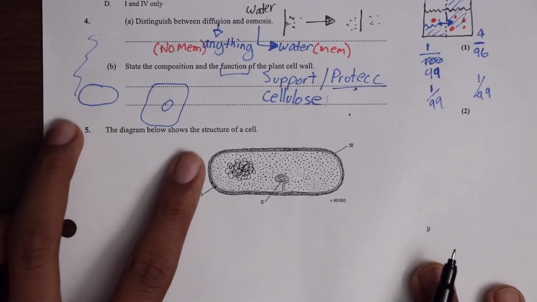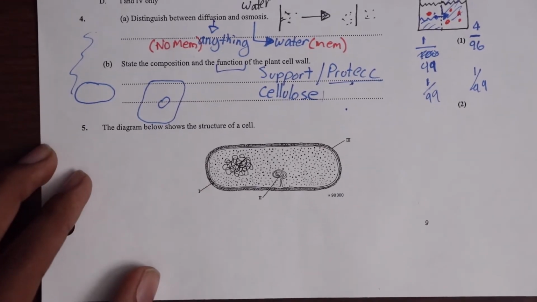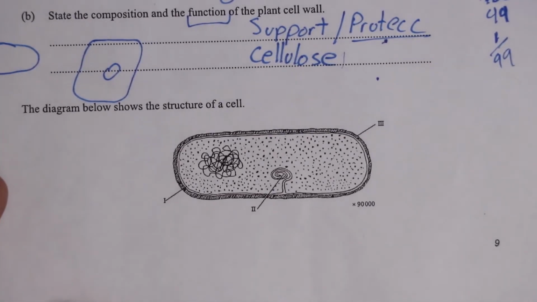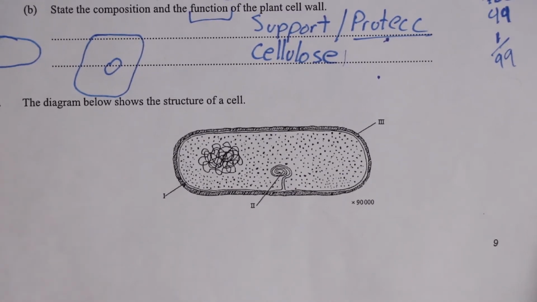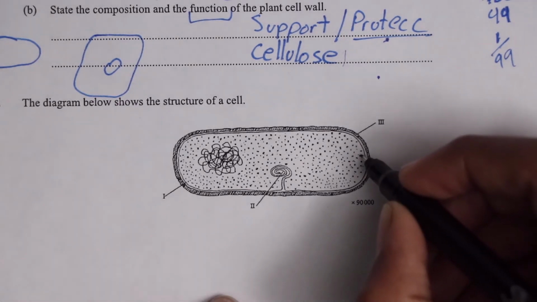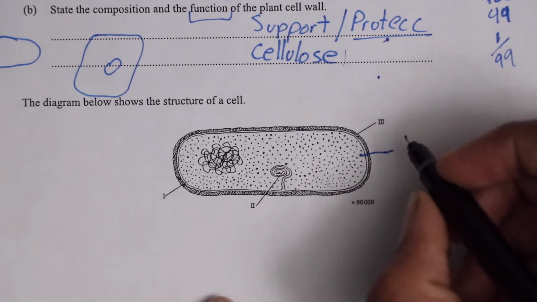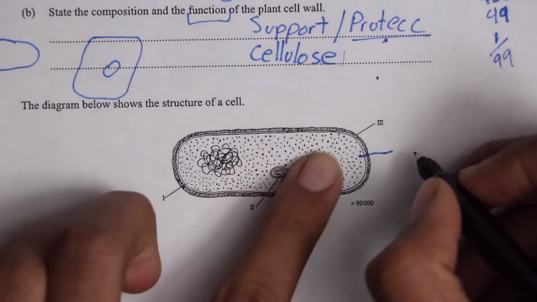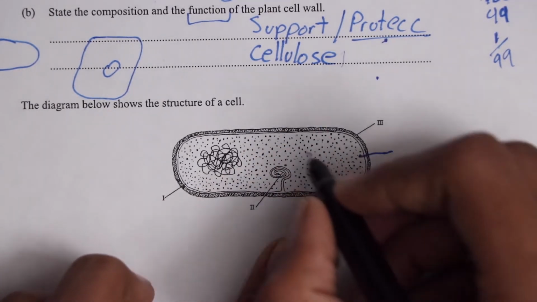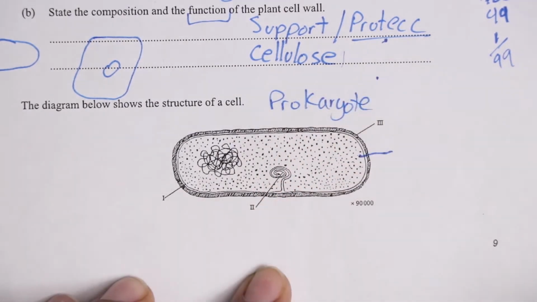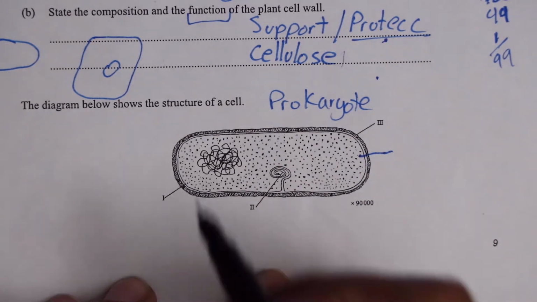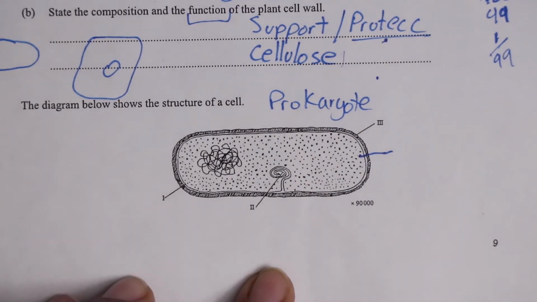The diagram below shows the structure of a cell. Let's zoom in on this for a second. Usually when I have a diagram, I label it before they even ask anything, because I know for a fact that they are going to ask about it. So, okay, these little dots. Just looking at it, there are no membranes, nothing membrane-bound. So you kind of know that this is a prokaryote right off the bat, because there is no nucleus, you can see the DNA is free. Pretty textbook answer of a prokaryote.